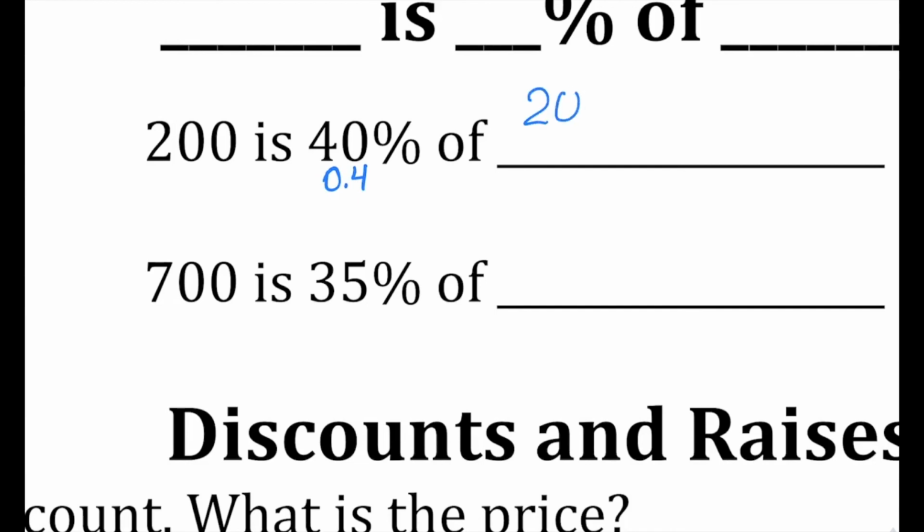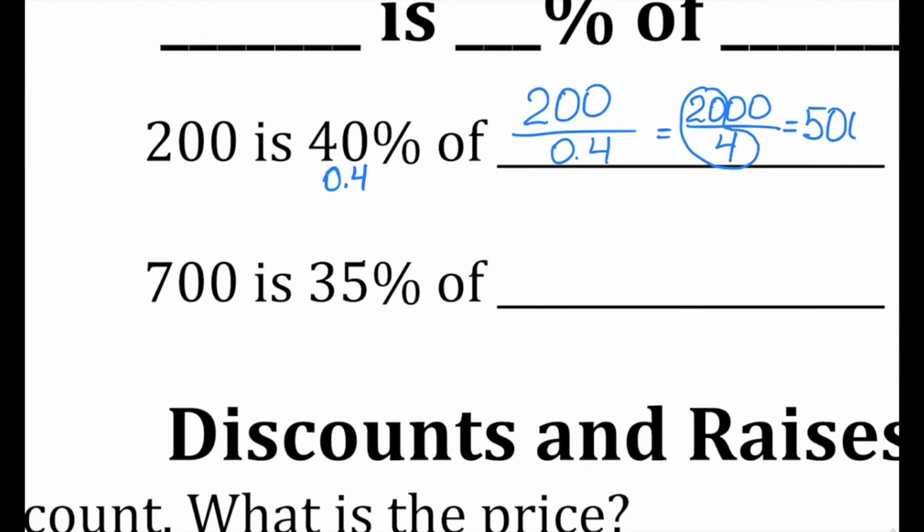200 divided by 0.4 is like 2,000 divided by 4. 20 over 4 is going to be 5, and then 2 zeros after that. So 200 is 40% of 500. And you can always check, if you take 500 and multiply by 0.4, you will indeed get 200.